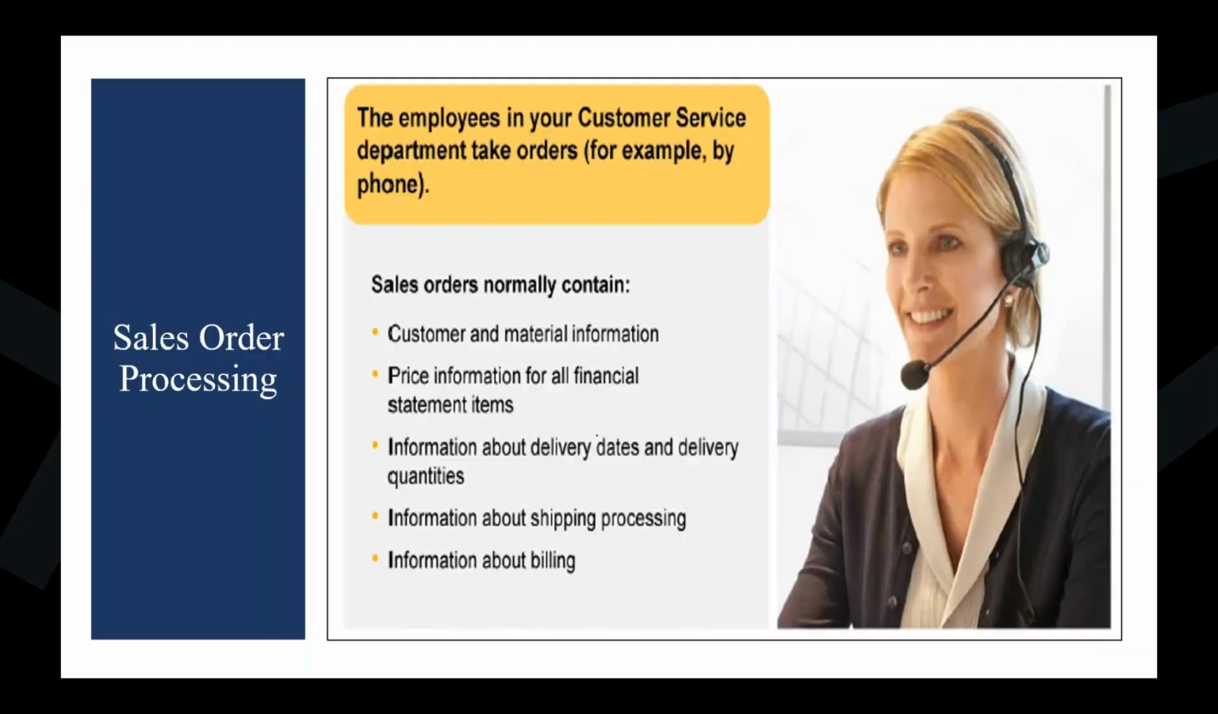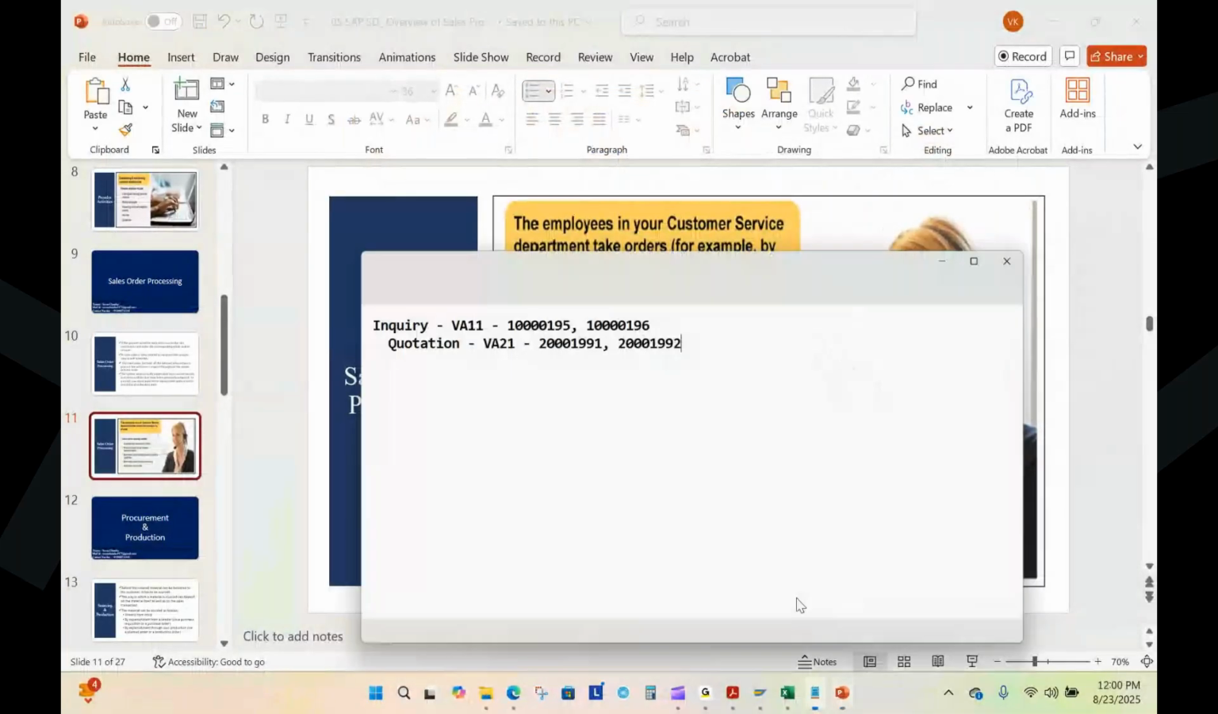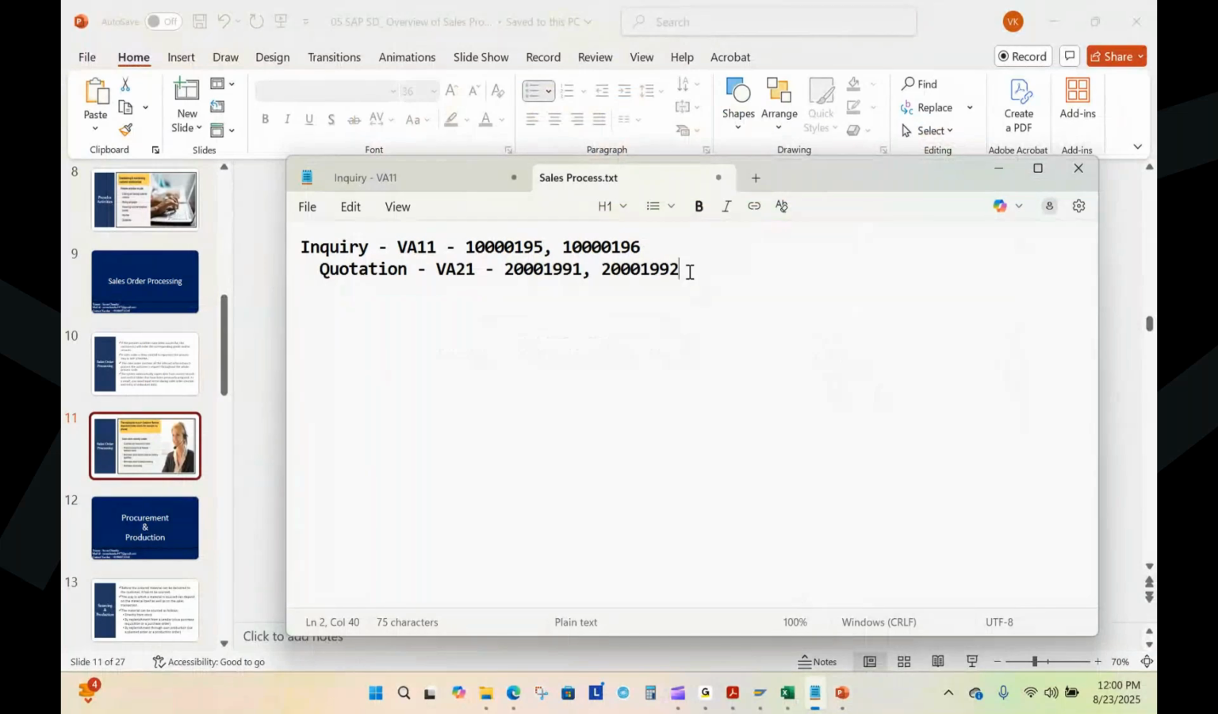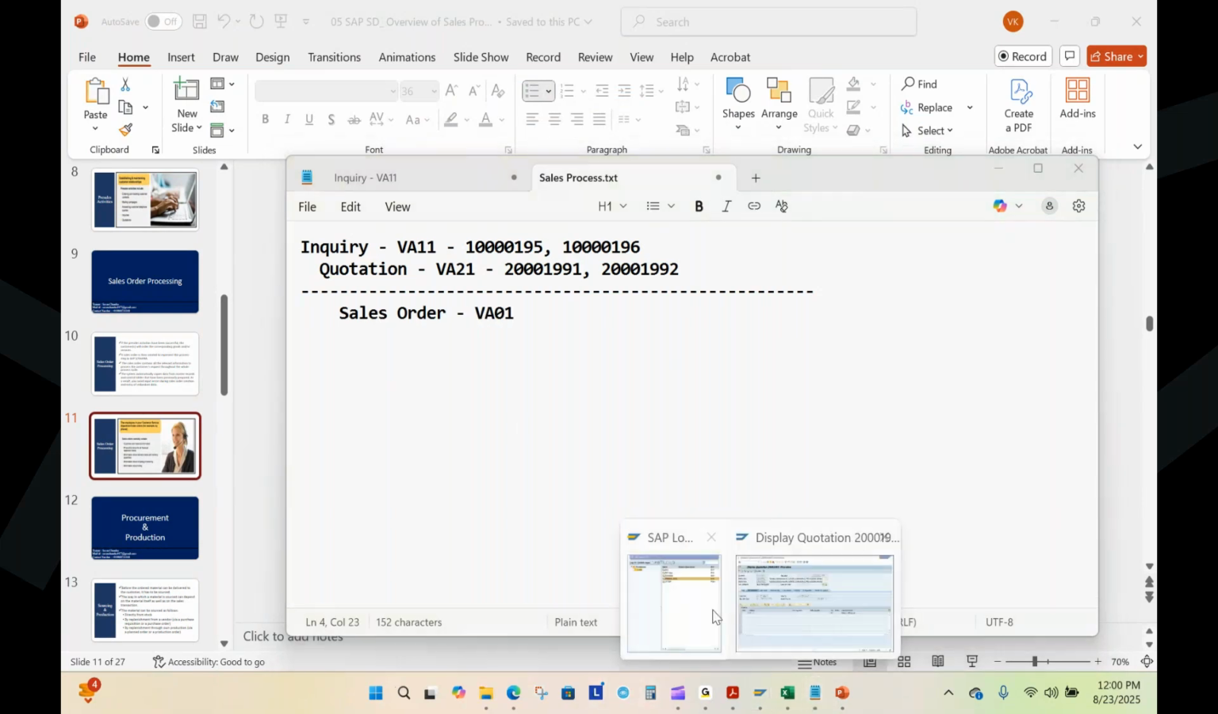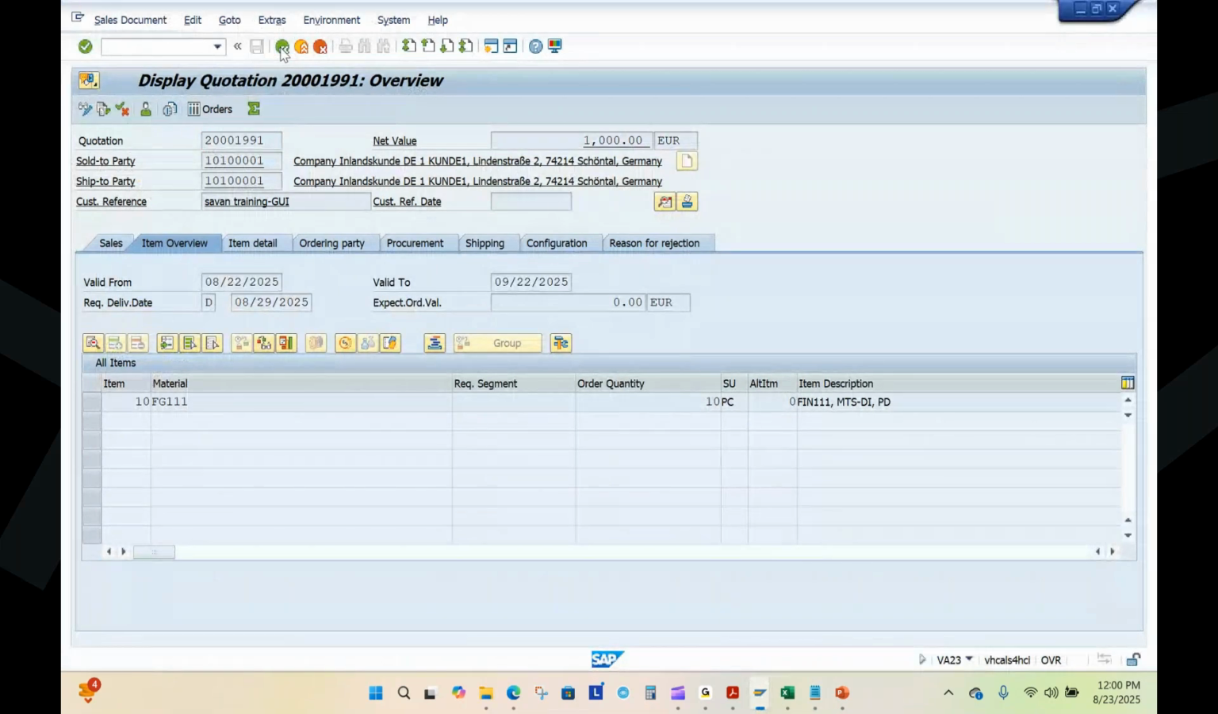Okay, so now let's create a sales order. The next step is, this is the pre-sales phase. Whatever we have done so far is the pre-sales phase. The pre-sales phase is completed, and if the customer is okay with that, the next step is to create the sales order. The T code is VA01. Let's go to the system and create a sales order.